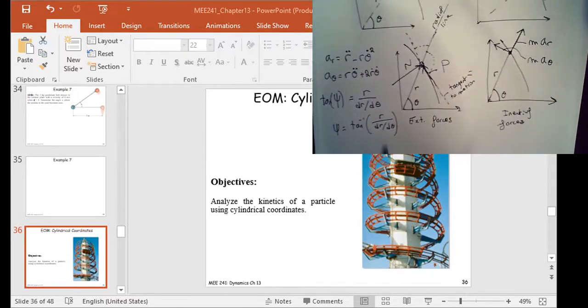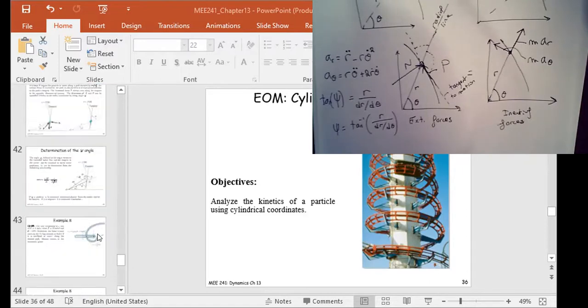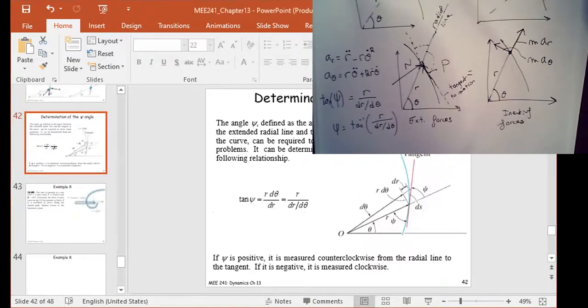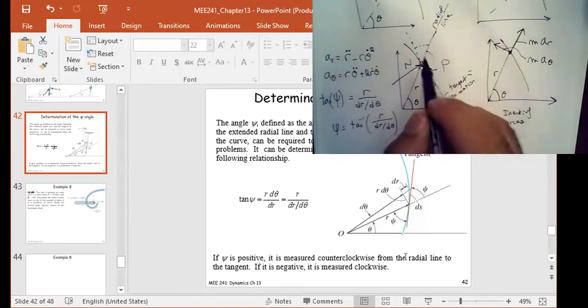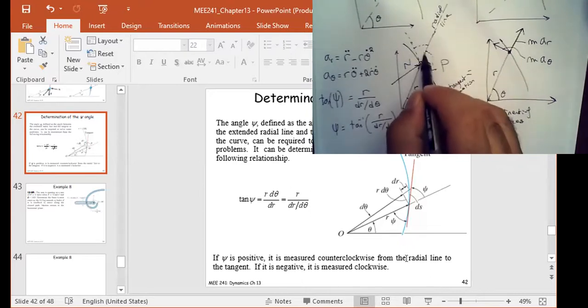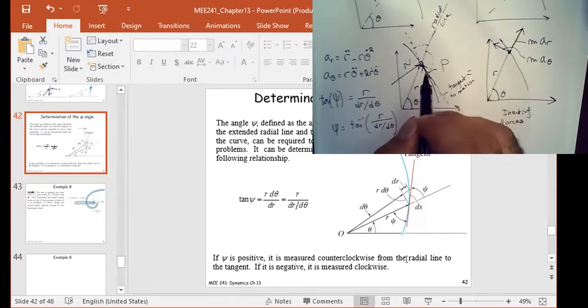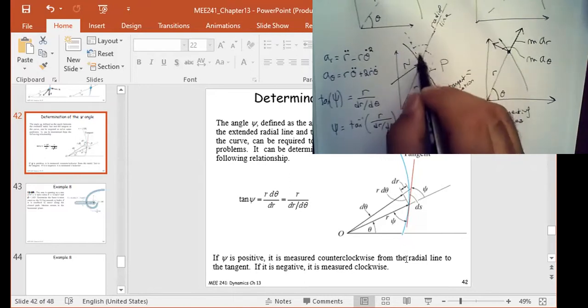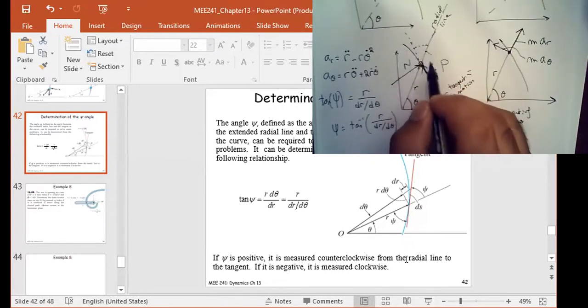Okay. If it was negative, there is a rule basically. If phi is positive, it is measured counterclockwise from the radial line. If it was negative, it's measured in that direction. But you don't really need to get stuck on that, right? Just know if phi is less than 90 degrees, just take the absolute value of it, and it's going to be here. If it's 70 degrees, it's going to be here. If it's greater than 90 degrees, it will be the other one. Okay.